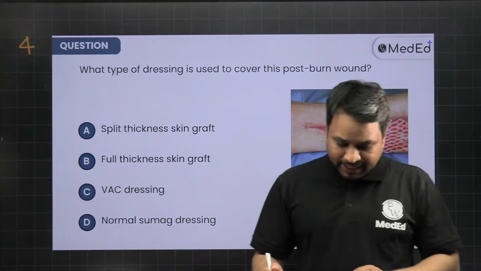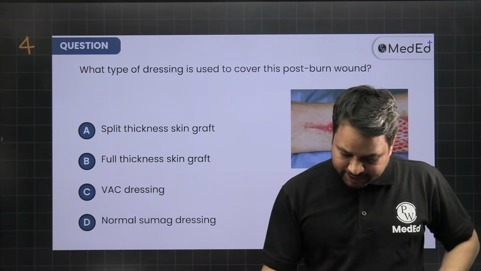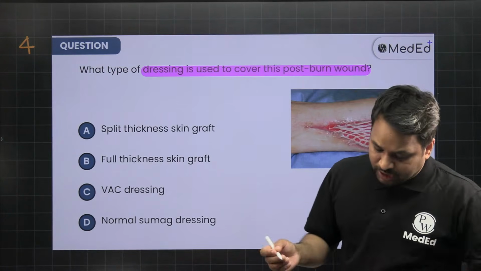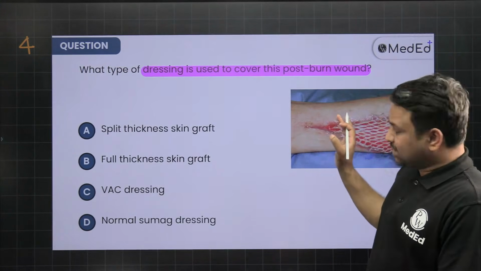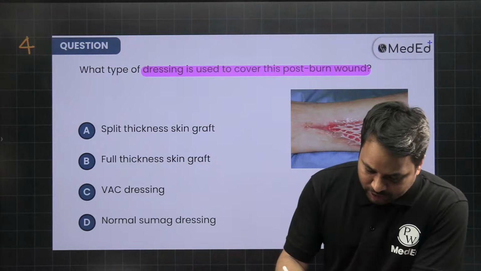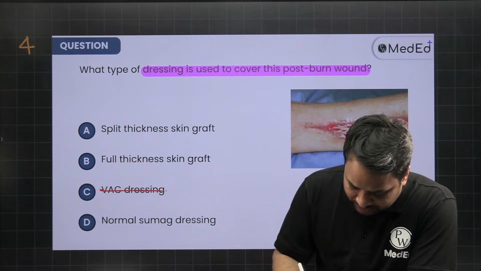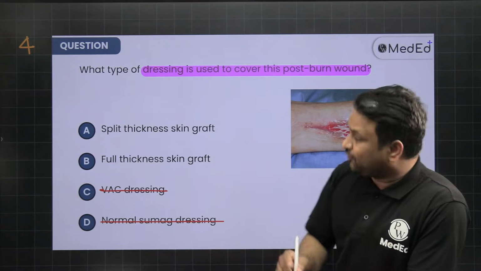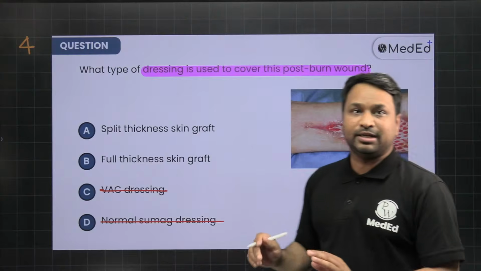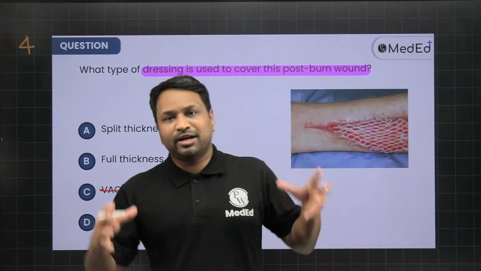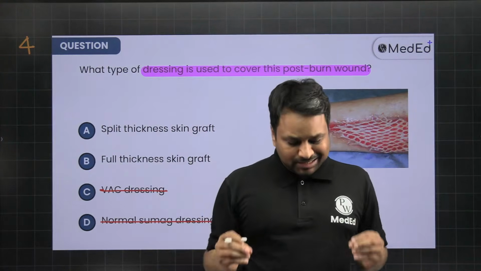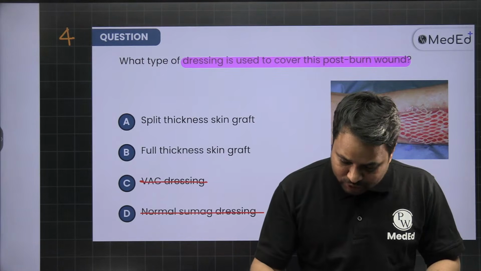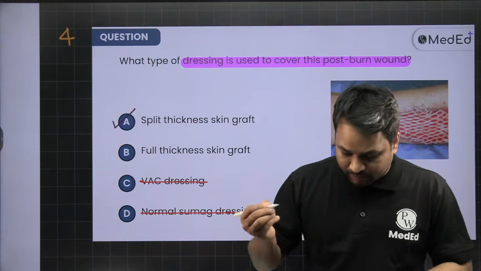When you look at the question, it asks what type of dressing is used to cover the post-burn wounds. When you talk about this, it is a skin graft. So obviously, because there's a skin graft here, I can rule out VAC. This is not VAC. This is not a normal dressing. The difference is whether it's going to be split or full thickness. Whenever you have a large surface area, we always prefer split thickness skin grafting. There is no point in guessing at all. So the answer here is going to be A for Ahmedabad, right?